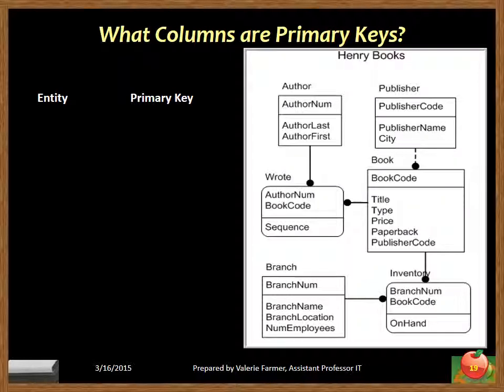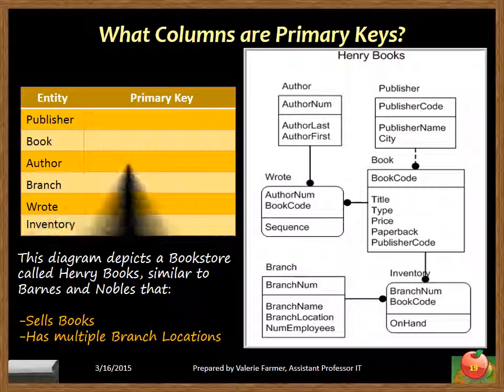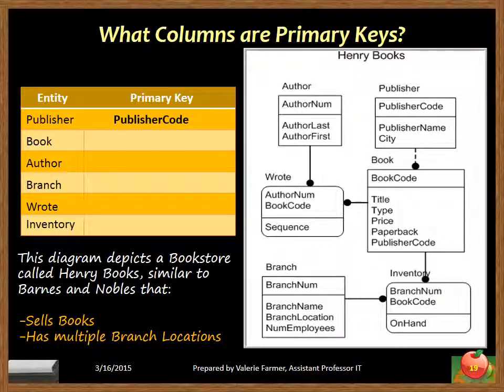What columns are primary keys? In the publisher entity, the publisher code. In the book entity, the book code. In the author entity, the author number. In the branch entity, the branch number. In the wrote entity, book code and author number. In the inventory entity, book code and branch number.